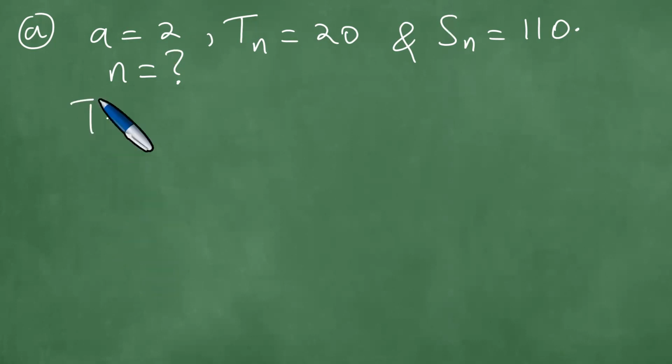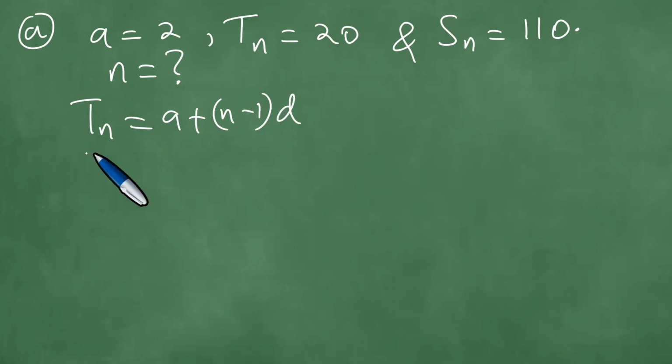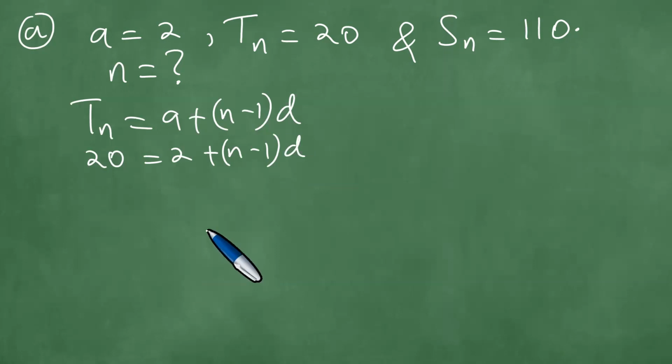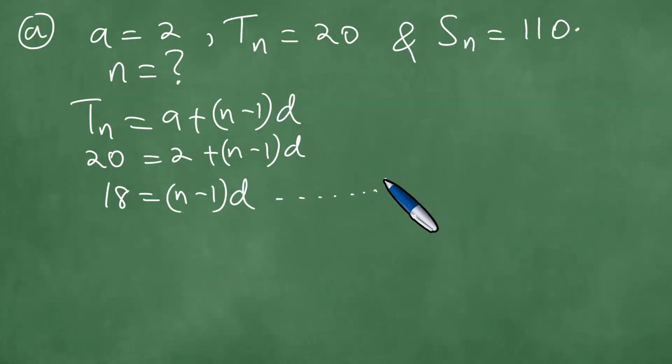All right, because we know that Tn is a plus n minus 1 into the common difference. But we already know that Tn is 20 and the first term is 2, plus n minus 1. And the common difference we do not know, so these are simultaneous equations. 20 minus 2 is 18, equals n minus 1 into the common difference. Call this one equation 1.